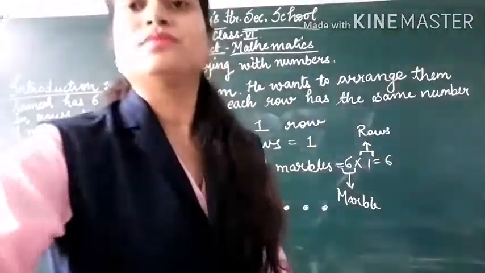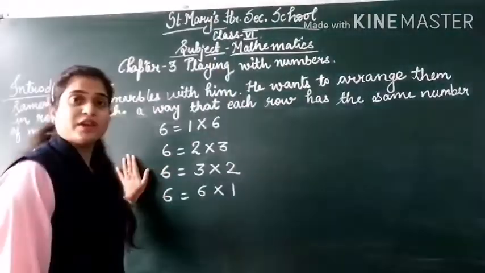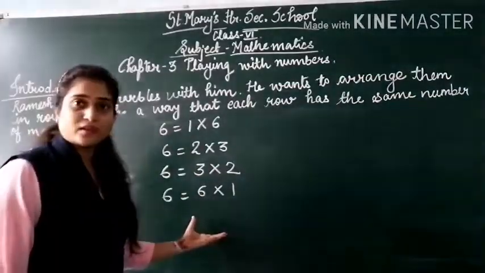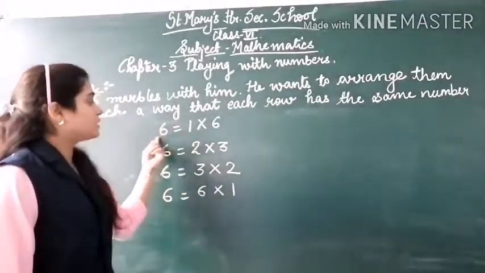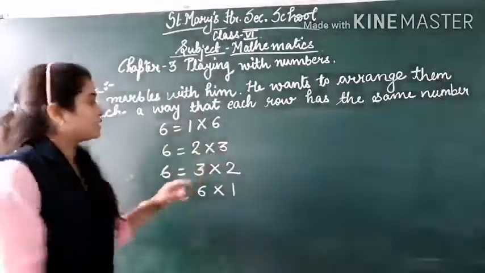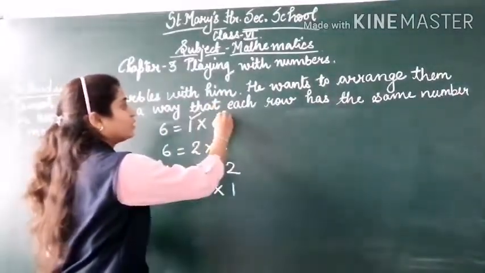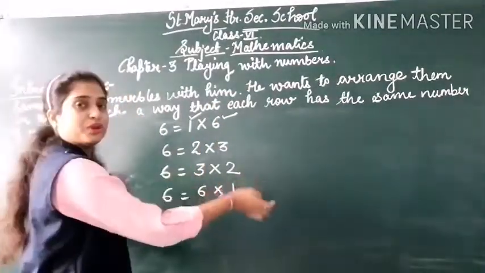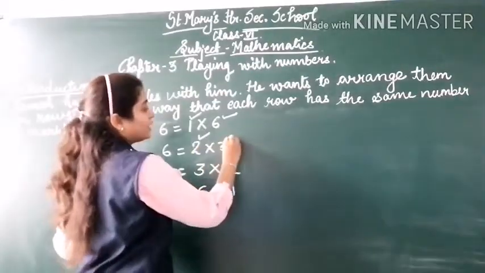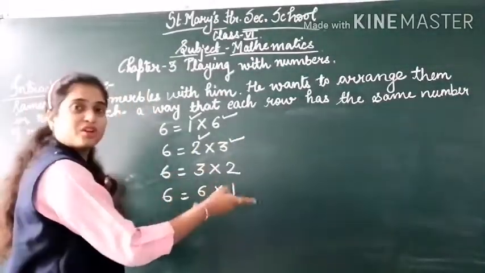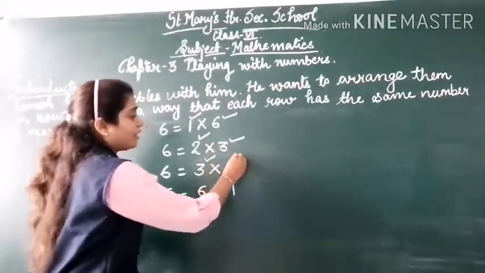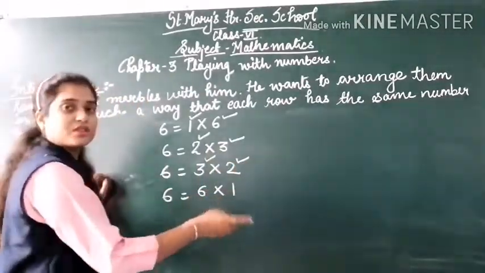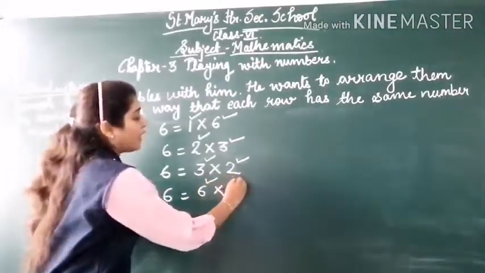Now, what we have seen here are the different methods we have used. First is 6 is equal to 1 into 6: 1 marble in each row and total 6 rows. 6 is equal to 2 into 3: 2 marbles in each row and 3 rows. 6 is equal to 3 into 2: 3 marbles in each row and 2 rows. And 6 is equal to 6 into 1: 6 marbles in each row and 1 row.